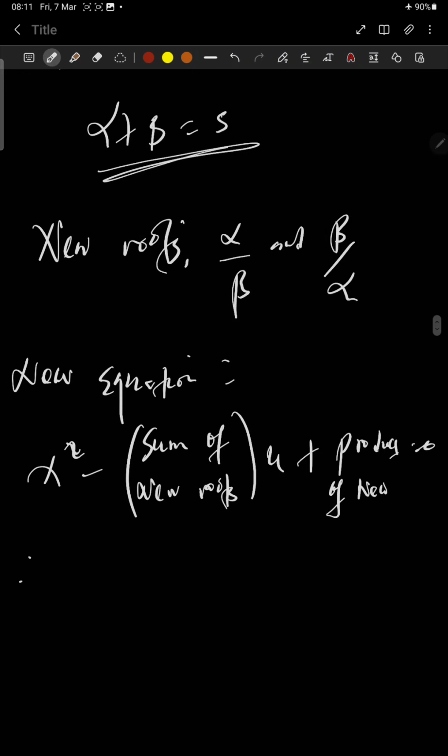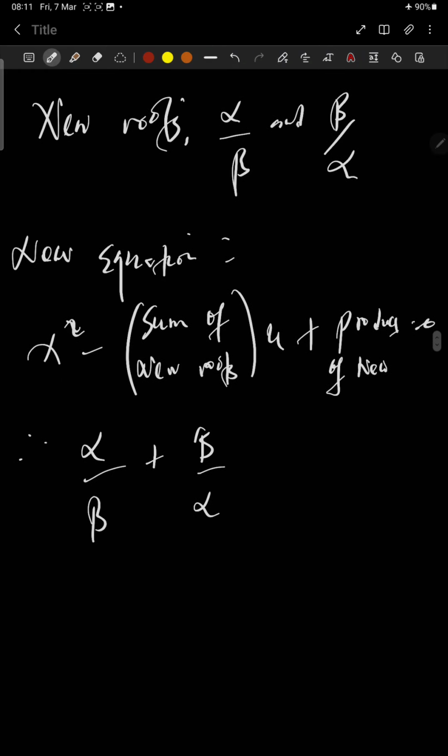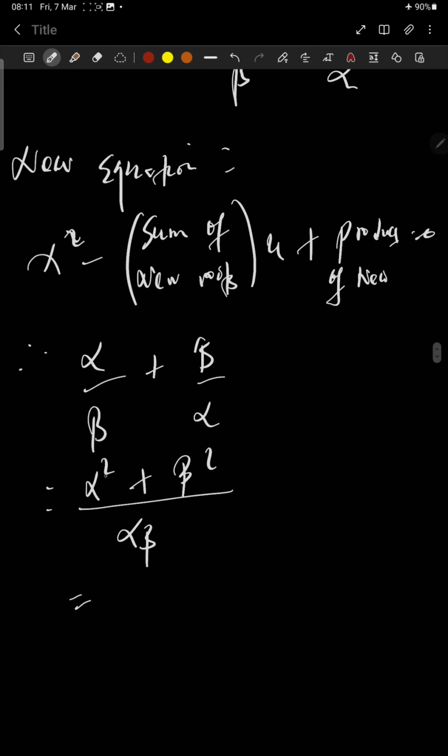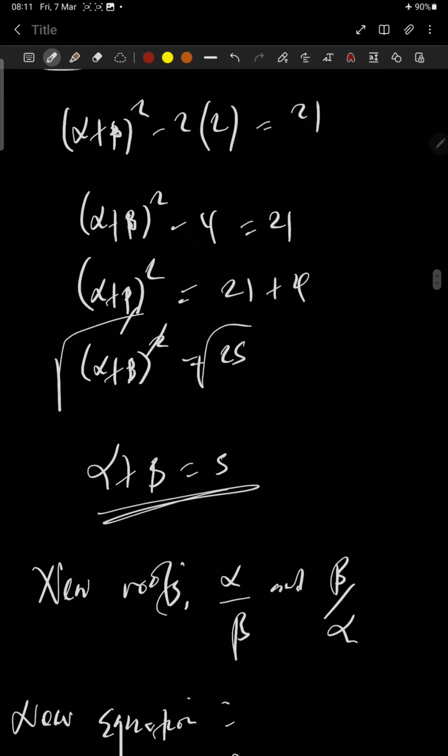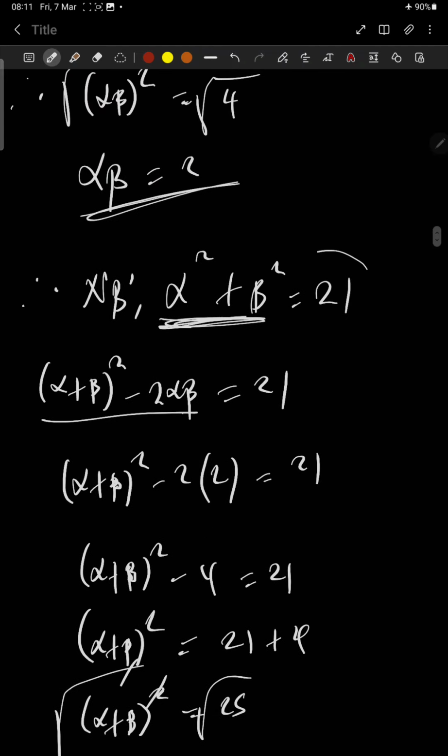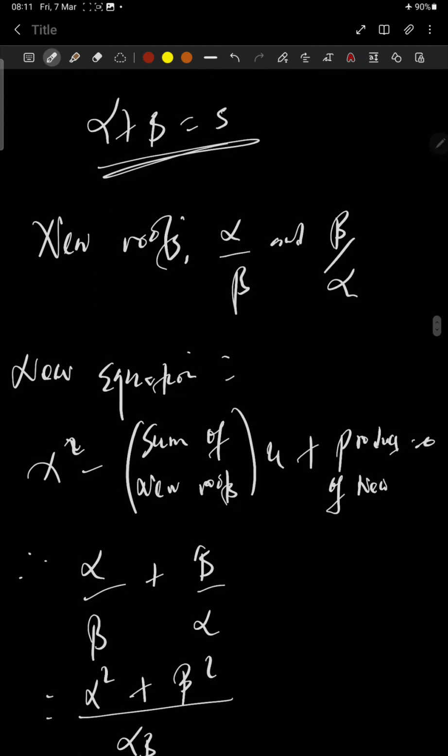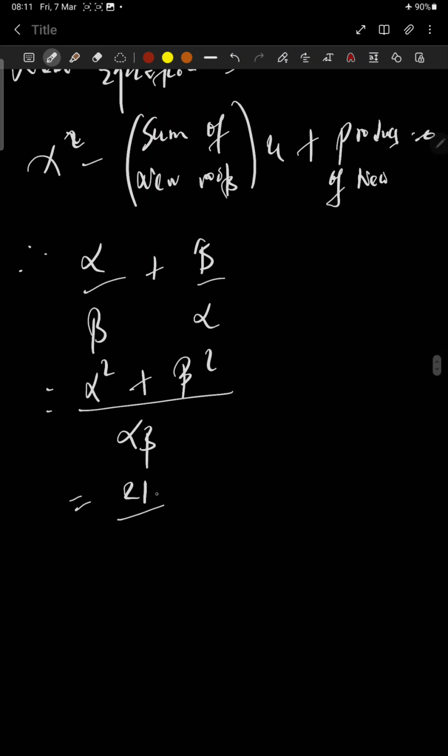We're going to add this, so therefore we're going to have alpha over beta plus beta over alpha. So now make this a single fraction. This will be alpha beta. This into this, the beta will cancel, remain with alpha squared, plus this into that, the alpha will cancel, remain with beta squared. Now notice guys, alpha squared plus beta squared is, you have been told it's 21. So we're going to have 21 over what is our alpha beta? It is 2. You already have this and you already have that.